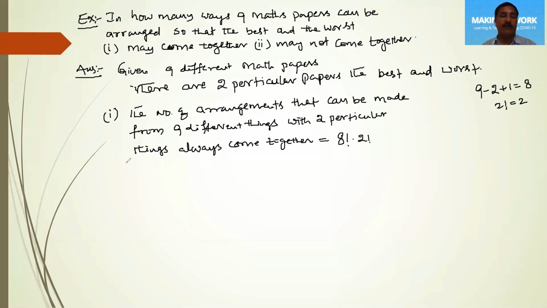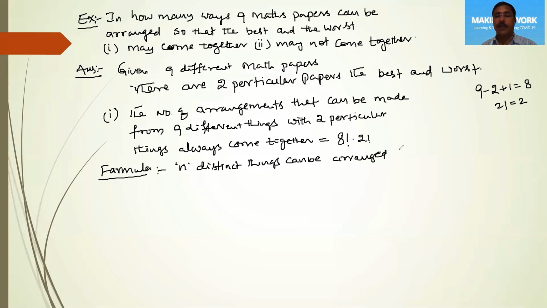Now here I will give the general formula for this kind of arrangements. n distinct things can be arranged in themselves with r particular things always come together.